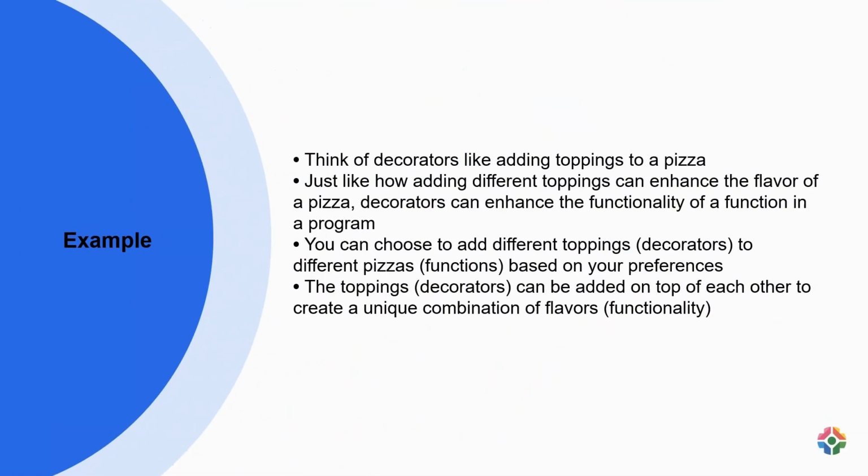Think of decorators like adding toppings to a pizza. Just like how adding different toppings can enhance the flavor of a pizza, decorators can enhance the functionality of a function in a program. You can choose to add different toppings (decorators) to different pizzas (functions) based on your preferences. The toppings (decorators) can be added on top of each other to create a unique combination of flavors (functionality).